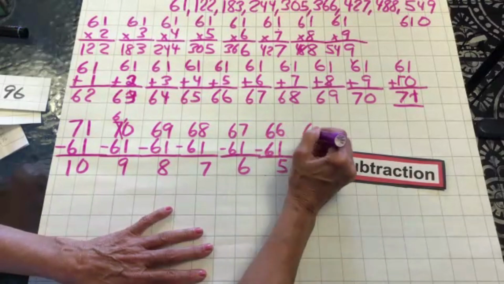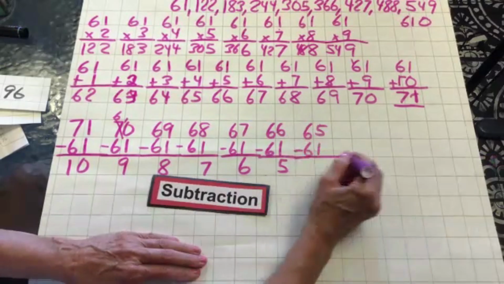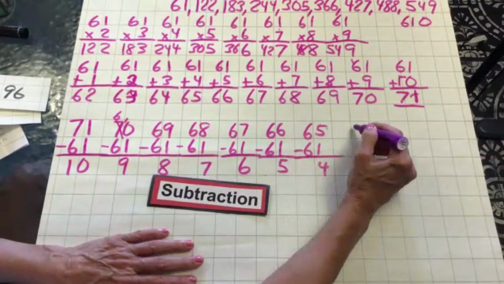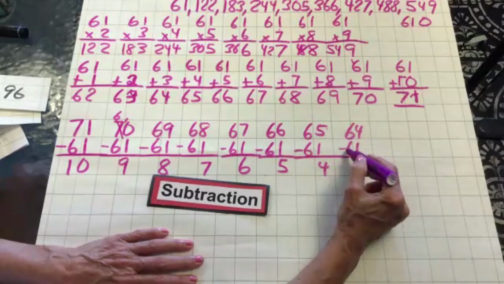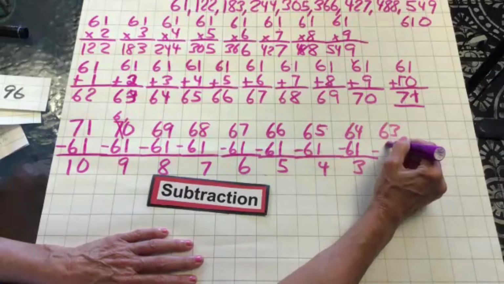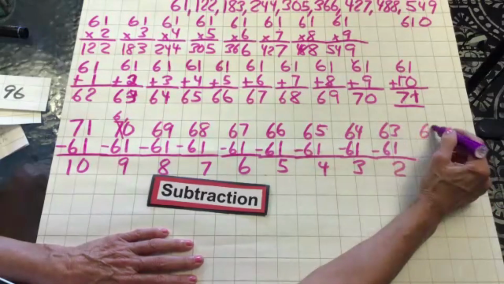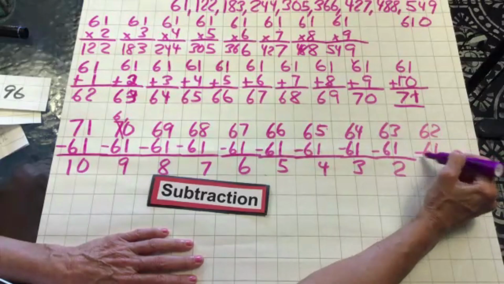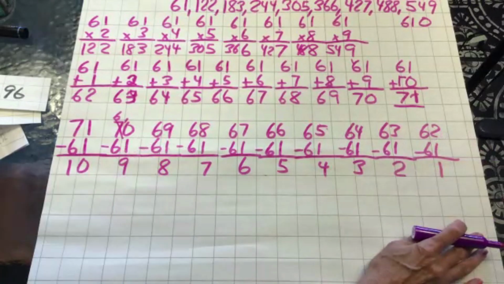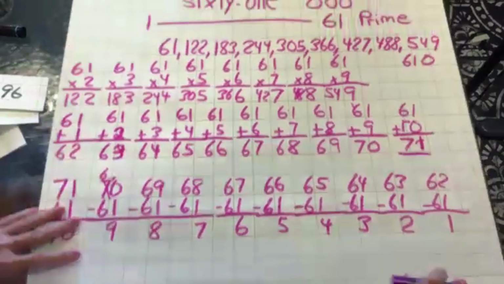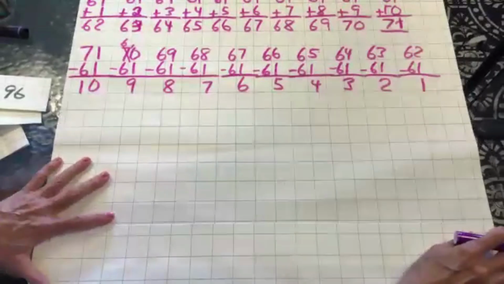65 minus 61. 5 minus 1 is 4. 64 minus 61. 4 minus 1 is 3. 63 minus 61. 3 minus 1 is 2. 62 minus 61. 2 minus 1 is 1. 6 minus 6, nothing. There we go. We have our multiplication, subtraction, and addition. All right, let's move on to our measurement.